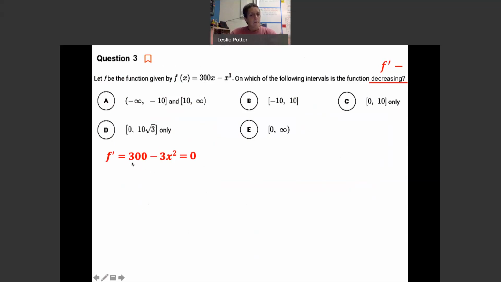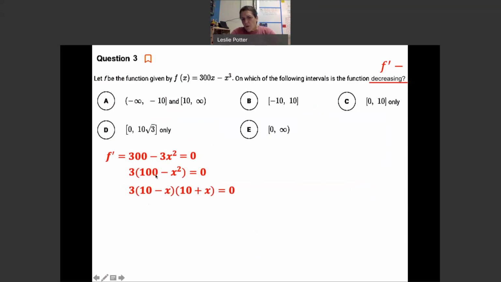Okay, so solving this, same steps, right? Get the derivative, set it equal to 0, factor, solve. So we've got the derivative, we set it equal to 0. We're going to factor this by factoring out a 3. So it's this, 100 minus x squared, and we're going to solve that. 100 minus x squared, you can continue to factor that, right? That's 10 minus x, 10 plus x.